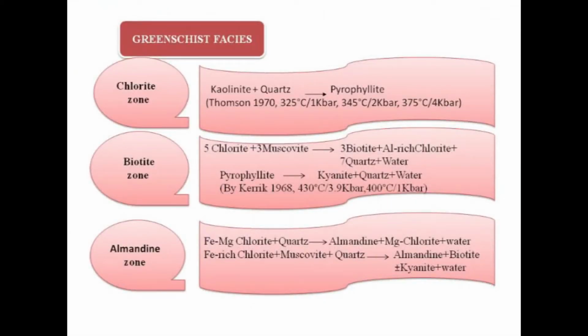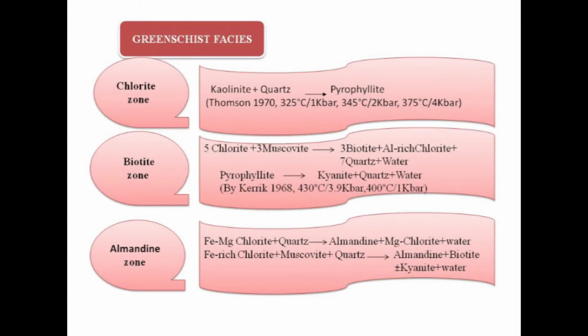Now come to the second higher zone, that is your biotite zone. The beginning of the biotite zone is indicated by the appearance of biotite by the following reaction: 5 chlorite plus 3 muscovite give rise to 3 biotite plus Al-rich chlorite plus 7 quartz plus water.